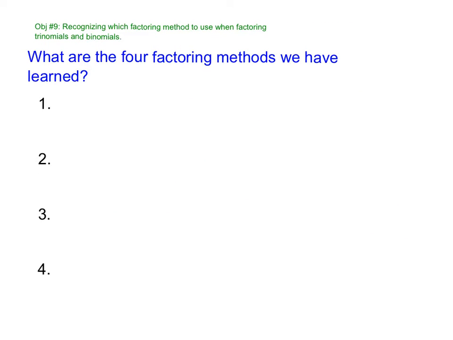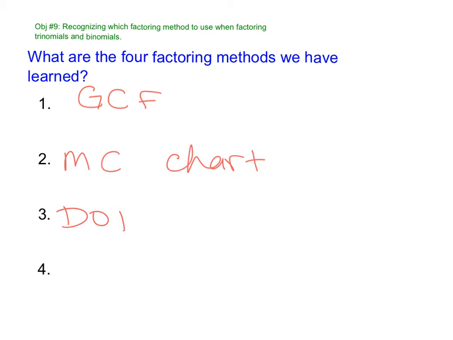Okay, so what are those 4 factoring methods? I mentioned the first 3, right? So that's our GCF, our multiply combine chart, dots. What's that last one that we talked about? That is factoring completely.